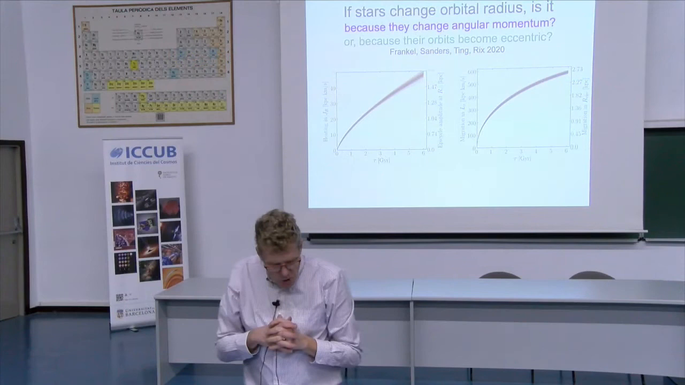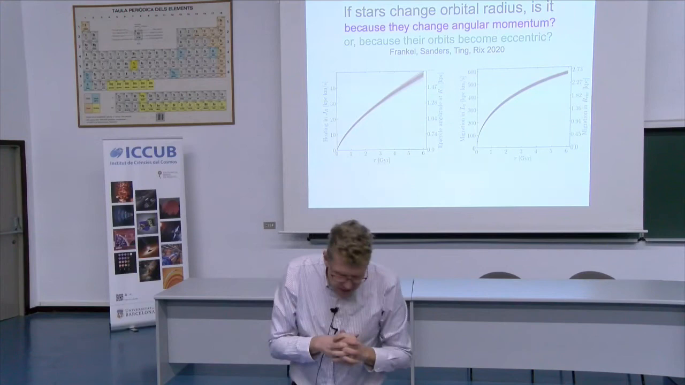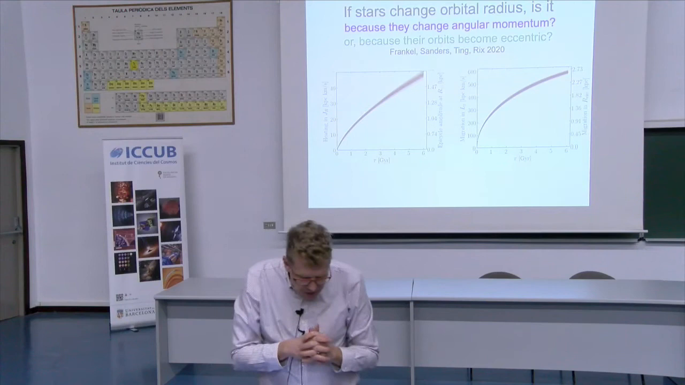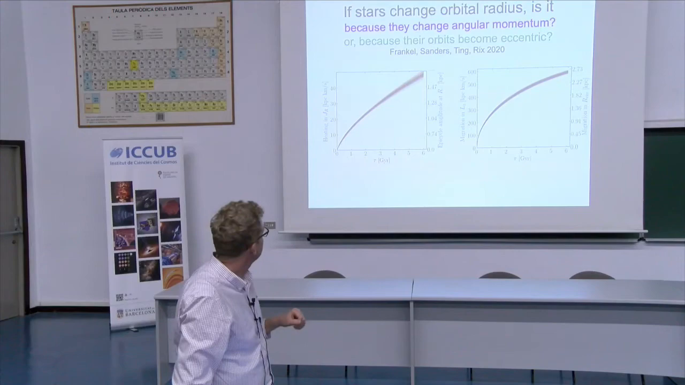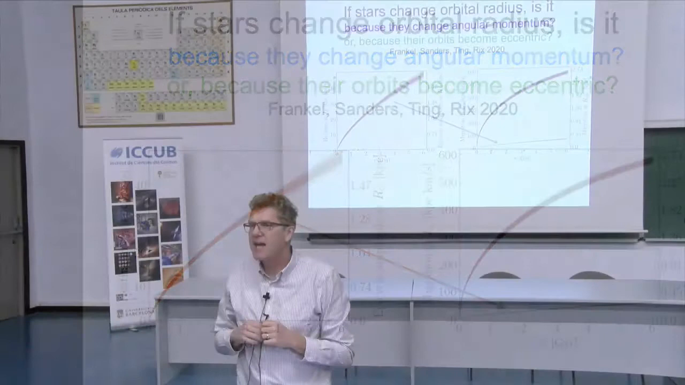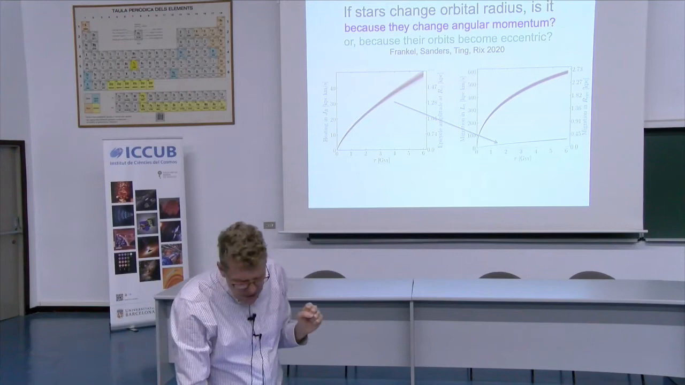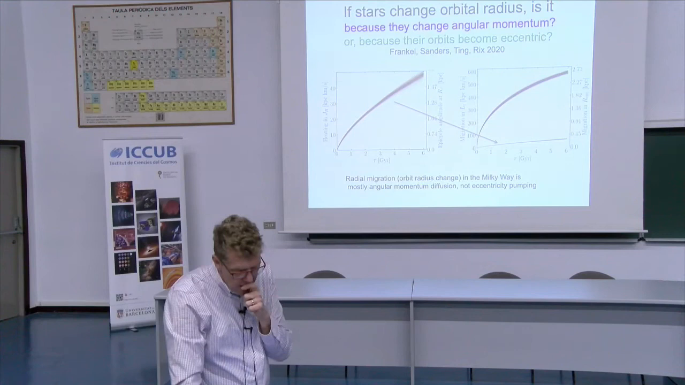So the nice thing about action coordinates is that they have the same unit. Angular momentum and radial action all have the same units, this non-intuitive kiloparsecs kilometers a second. Now, while the plots look alike, if plotted on the same y-axis, the amount of radial motion is vastly lower than the needed diffusion in angular momentum. So indeed, in the Milky Way, we see, at least from 6 to 10 kiloparsecs, that it's mostly a diffusion in angular momentum.